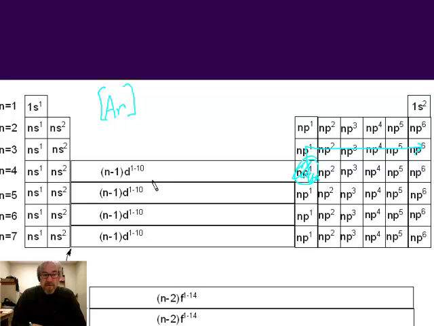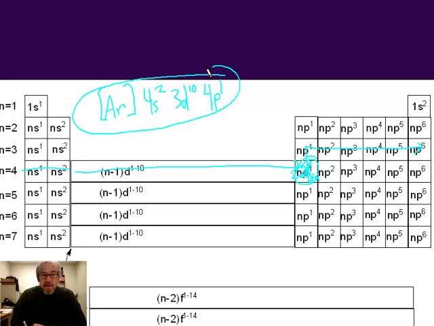Since argon ends the 3rd row, I'm going to start with the 4th row to get to gallium. So I go through 4S all the way through, so 4S2, 3D all the way through, so 3D10, and then I stop 1 step into the 4Ps. So 4P1 is how I end the shorthand notation for gallium.